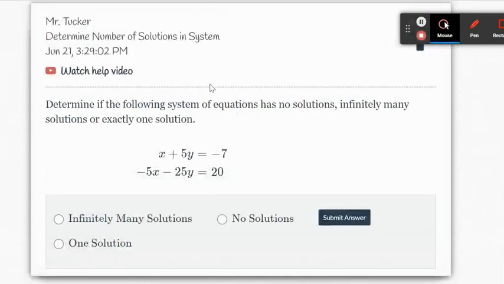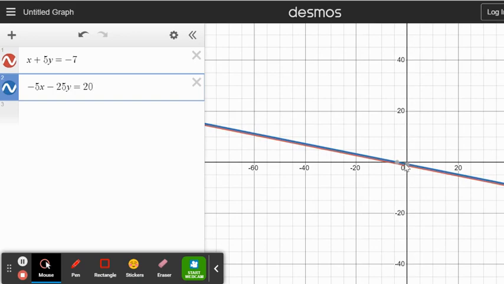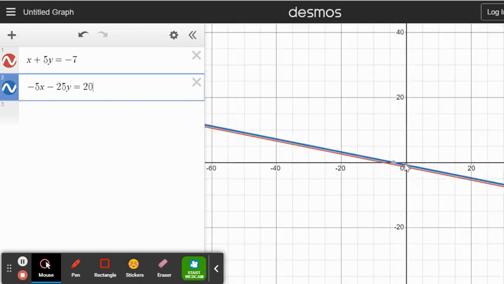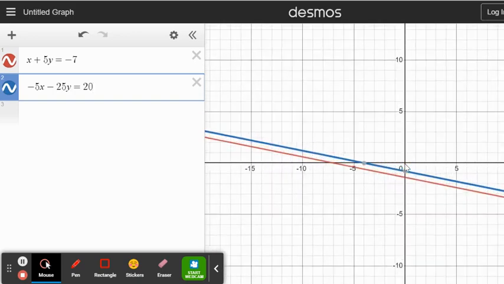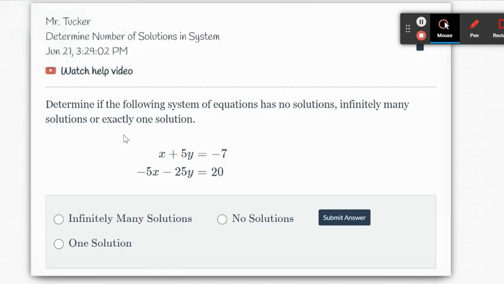We'll take a look at one more system and see what it looks like. As we plot these into Desmos, we will find these are parallel lines. When lines are parallel, they will never intersect. No matter how far you zoom out, they will never actually cross. If you zoom out far enough, it'll look like they're one line, but that's only because we're zoomed out too far. They never actually do intersect. So that means there is no solution of intersection to the system. So we select no solutions.